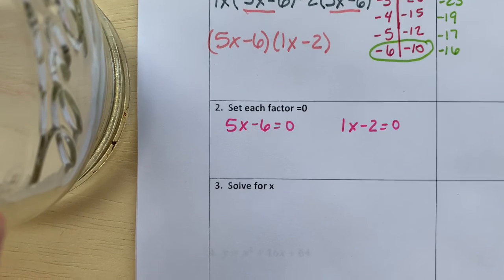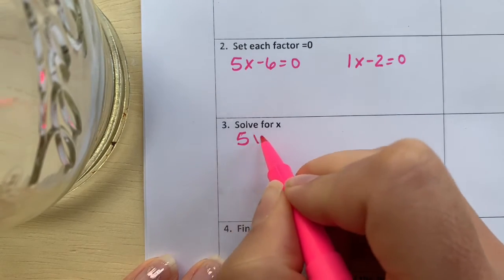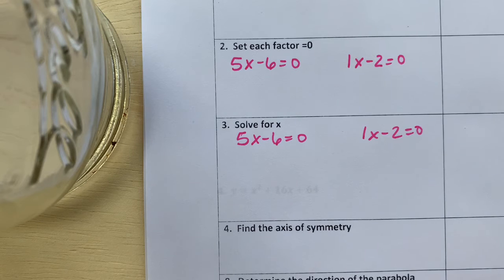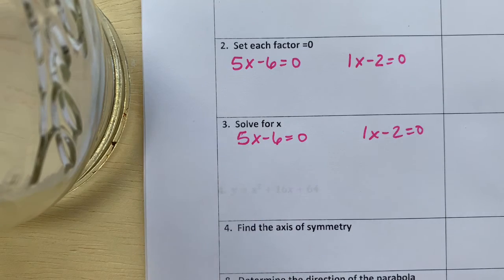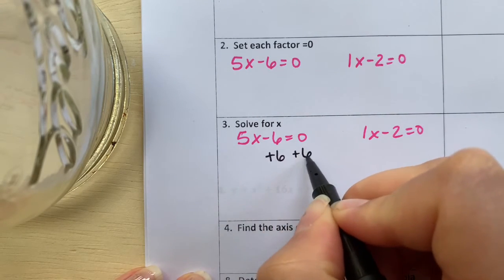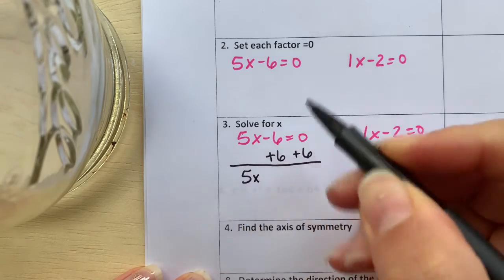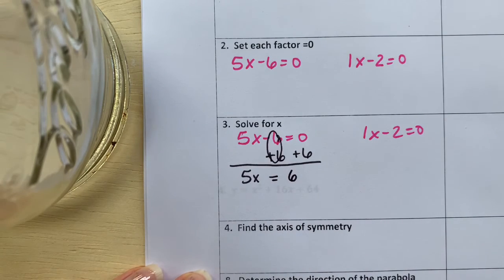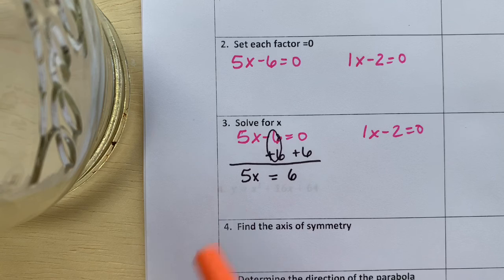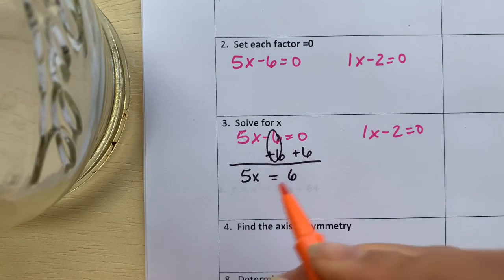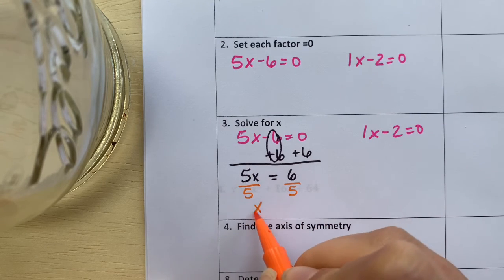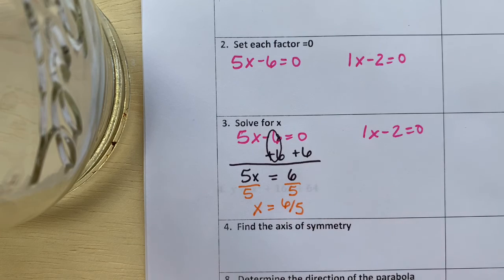Then it tells us to solve for x. So I'm going to rewrite this as 5x minus 6 equals 0, 1x minus 2 is equal to 0. So let's solve for x. The first thing that I have to do when I deal with my 5x minus 6 is add 6 to both sides, so that I end up with 5x; negative 6 plus 6 is 0, equal to 6. Then notice x is being multiplied by 5, so I have to divide by 5. 5 divided by 5 is 1, so I end up with x is equal to 6 over 5.